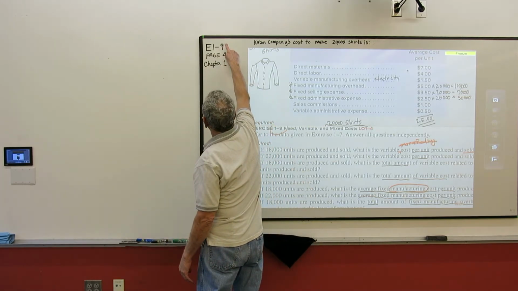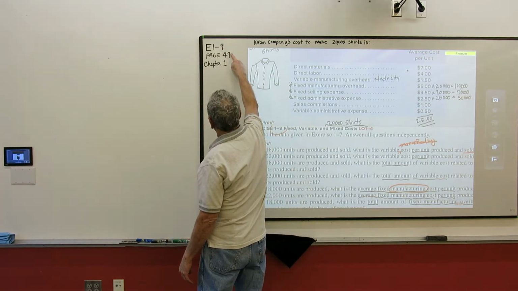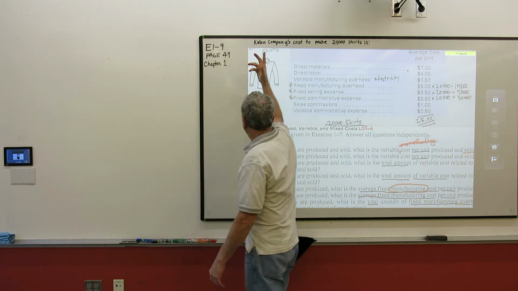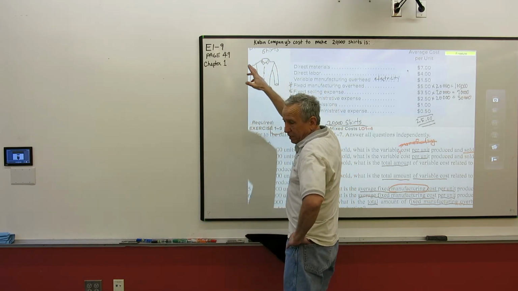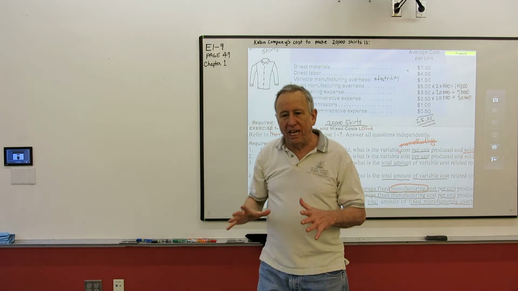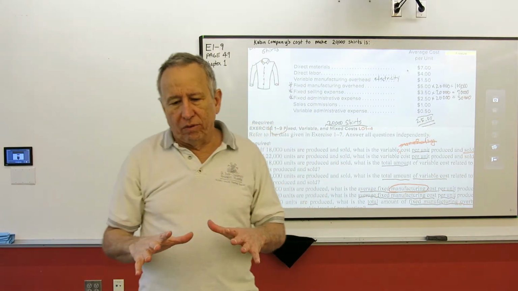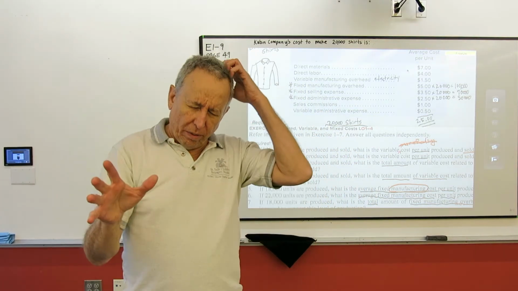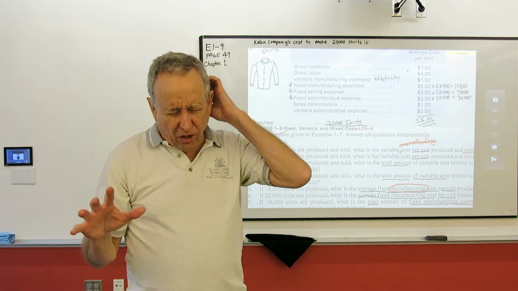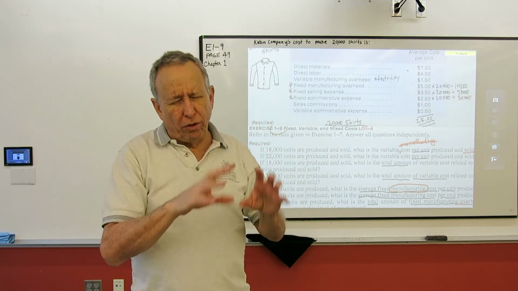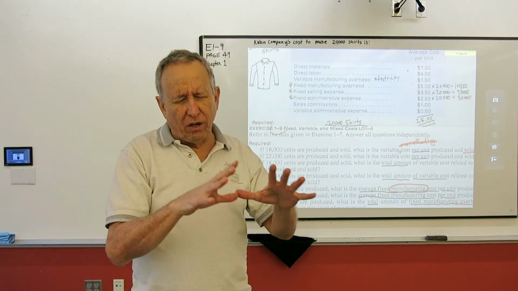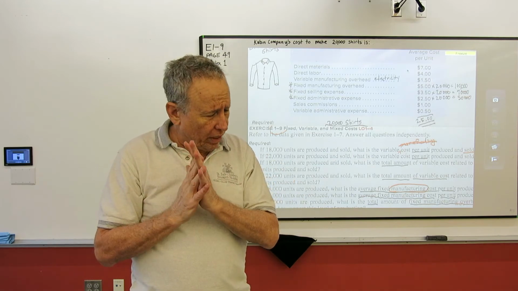We're going to work exercise 1.9. It's on page 49, out of chapter 1. And this deals again with cost behavior. But again, we've learned about variable costs, fixed costs. Do you remember variable costs, fixed costs, direct materials, direct labor, overhead? Those are manufacturing costs. What else did we go over?